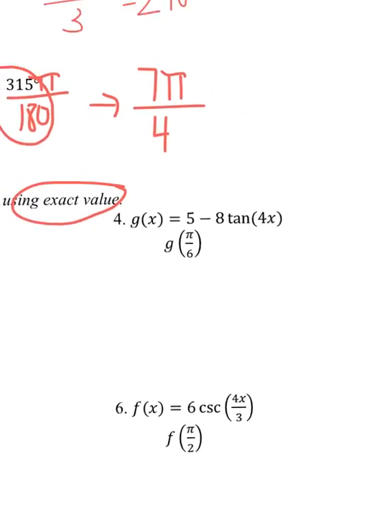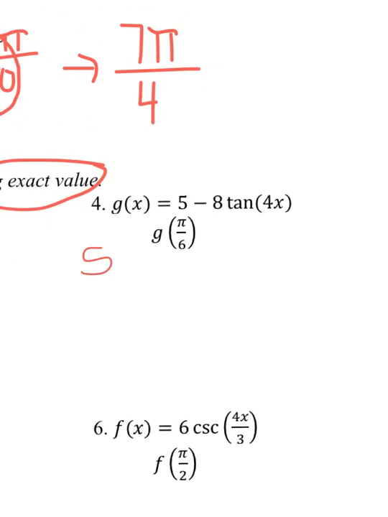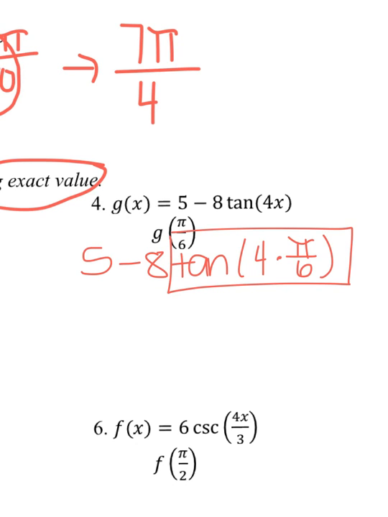For number 4, 5 minus 8 times the tangent of 4 times pi over 6. So again, you're not going to type the whole thing in. You're just going to type in tangent of 4 times pi over 6. When you type that in, that gives you negative 1.7320, blah, blah, blah. That's one of your special decimals.